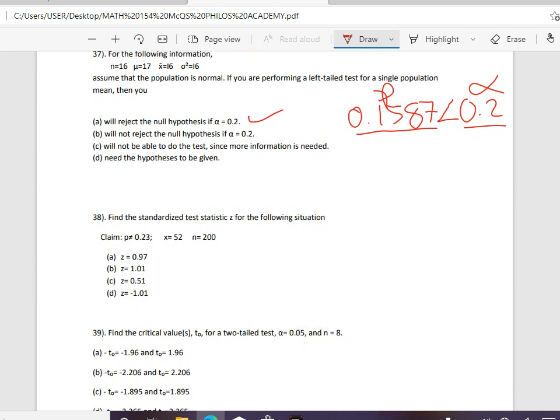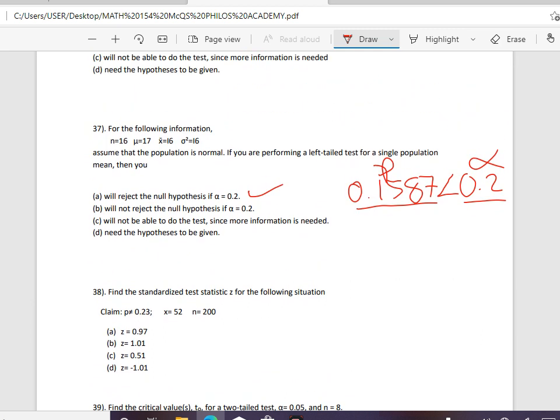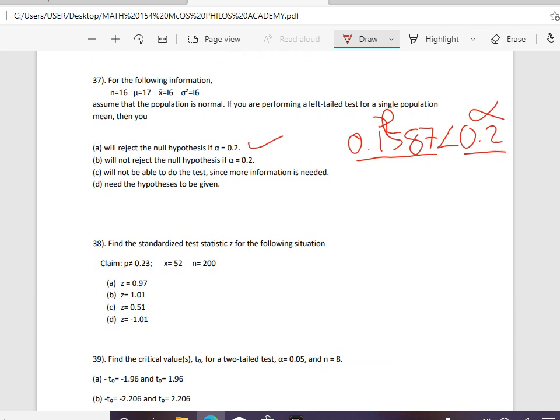Then 38. Find the standardized test statistic Z for the following situation.